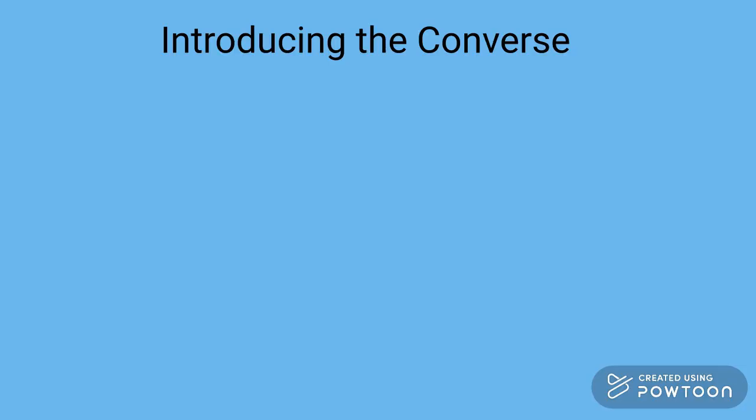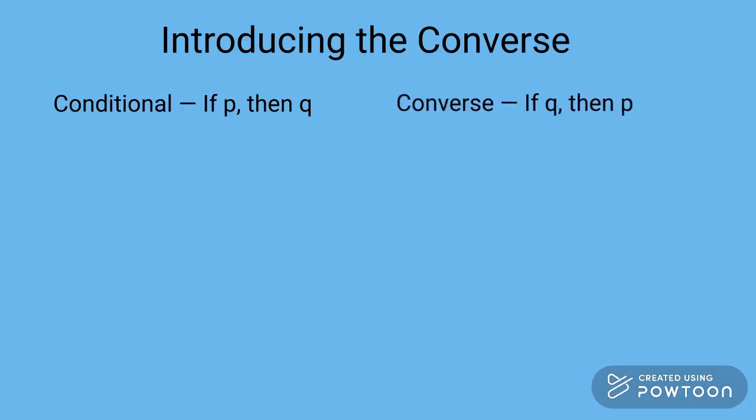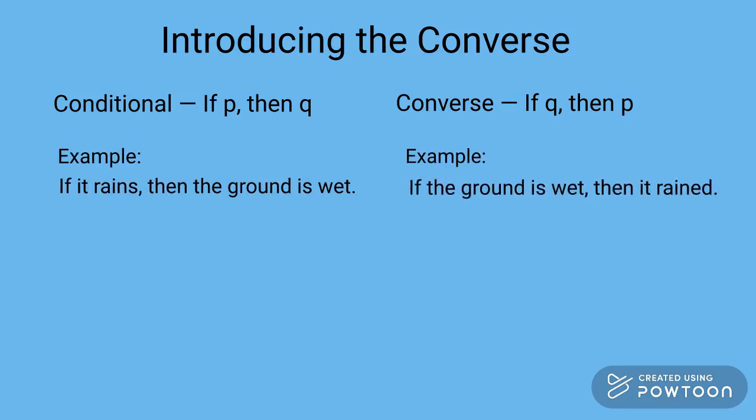Introducing the converse. A conditional says, if P, then Q. The converse of that would be, if Q, then P. An example of a conditional is, if it rains, then the ground is wet. An example of that conditional's converse is, if the ground is wet, then it rained.